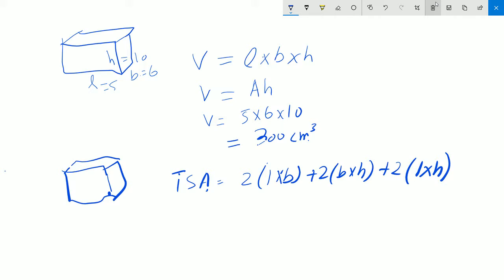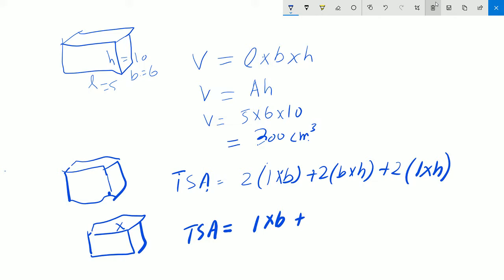If we have an open cuboid, which means that it only has 5 faces, it does not have 6 faces, we're going to calculate its total surface area by using the formula length into breadth plus 2 into breadth into height plus 2 into length into height. So basically, we do not multiply one of these by 2.